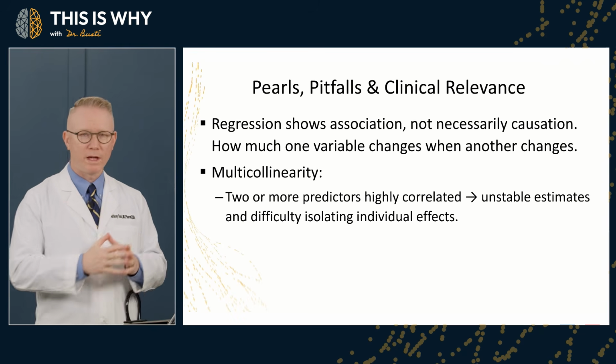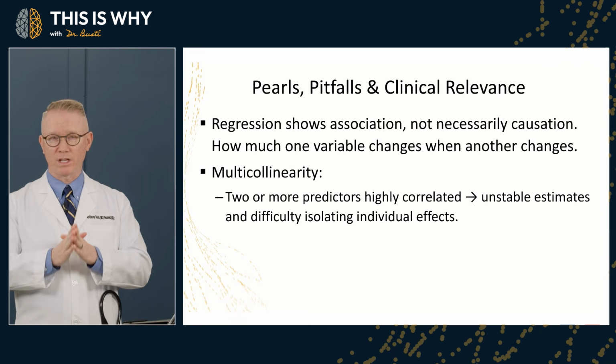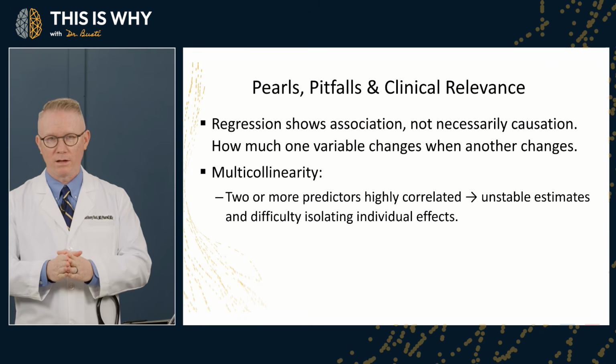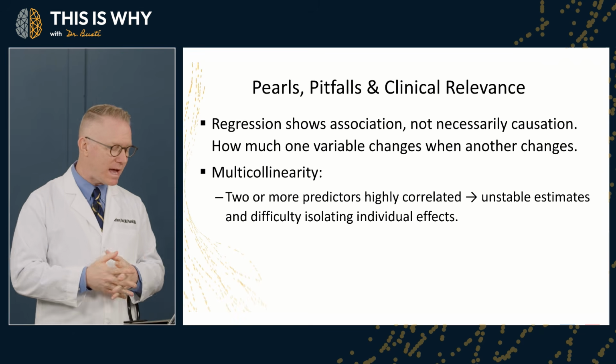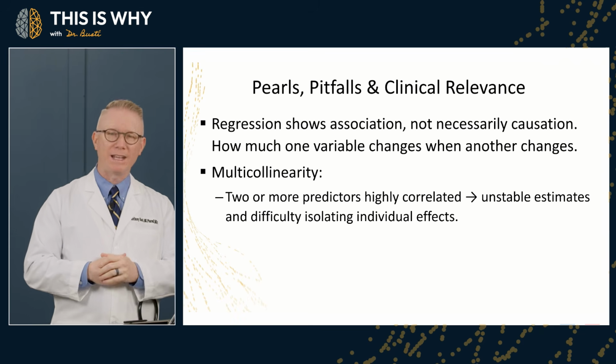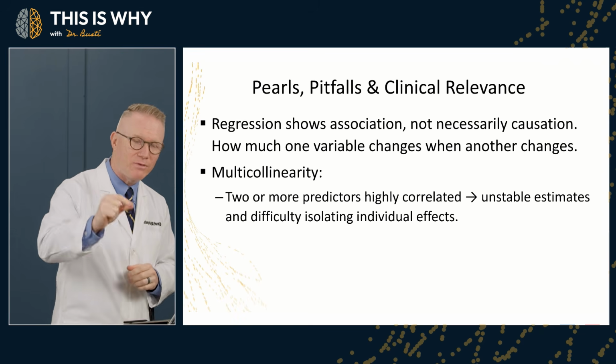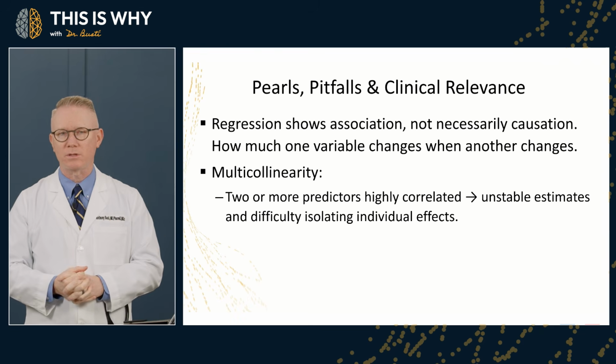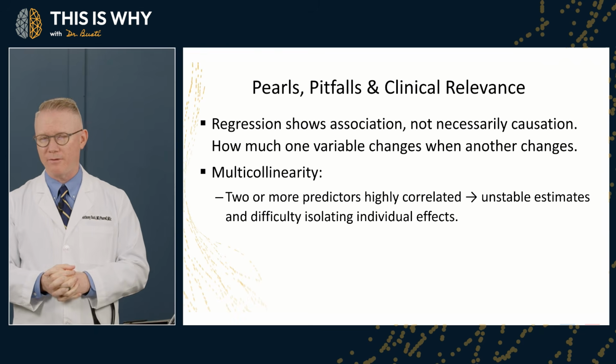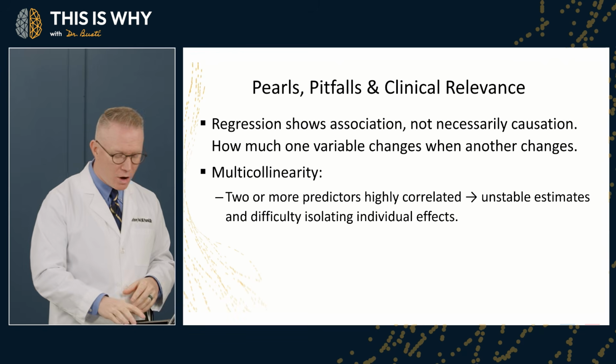Multicollinearity. When you have two or more predictors that are highly correlated, that makes unstable estimates and a difficulty in isolating the individual effect of those variables. Remember, again, we want that VIF to be low.